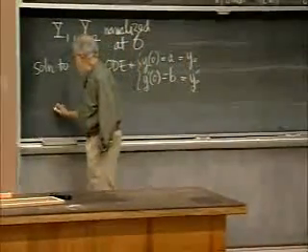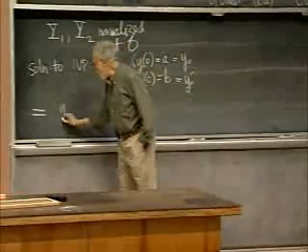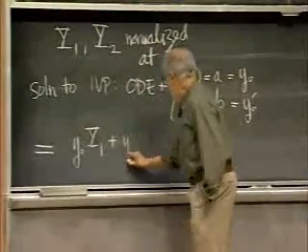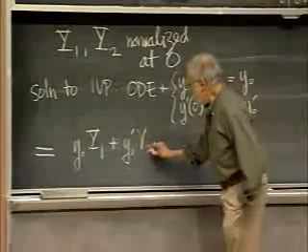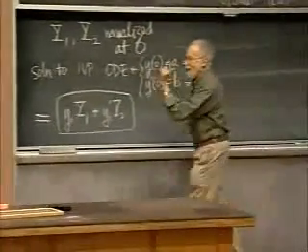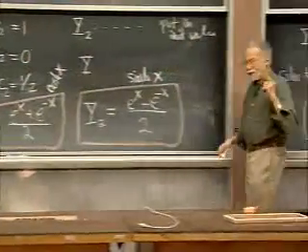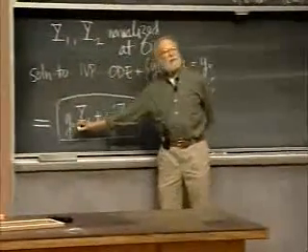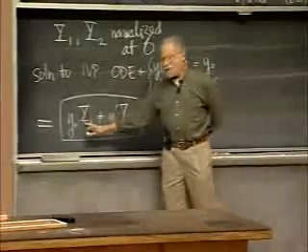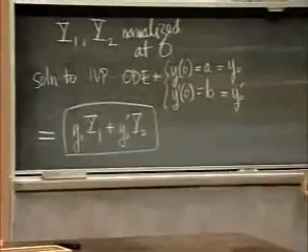What is the solution? I say the solution, if you use y1 and y2, is y0, in other words a, times y1, plus y0 prime, in other words b, times y2. In other words, you can write down instantly the solution to the initial value problem. Instead of using the functions you started out with, you use these better functions. The thing that's better about them is that they instantly solve the initial value problem for you. All you do is use this initial condition as the coefficient of y1, and this number as the coefficient of y2. Now, just check that by looking at it.